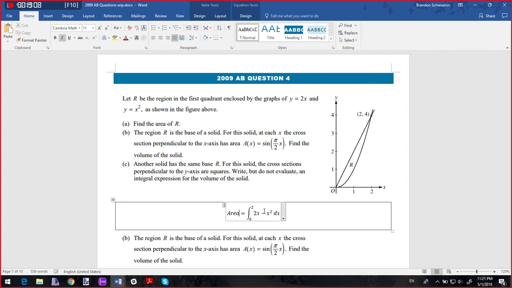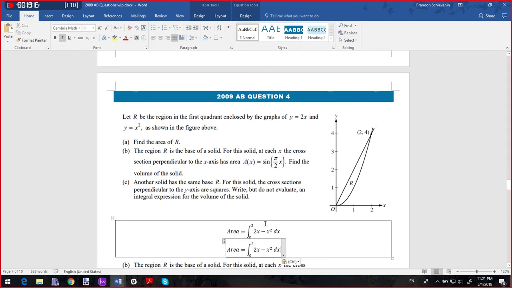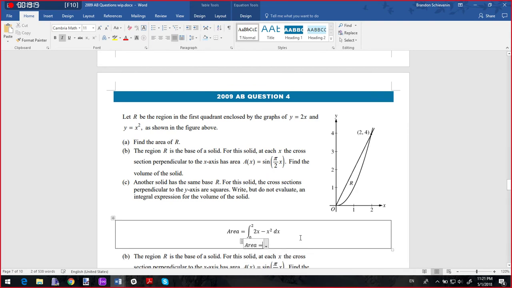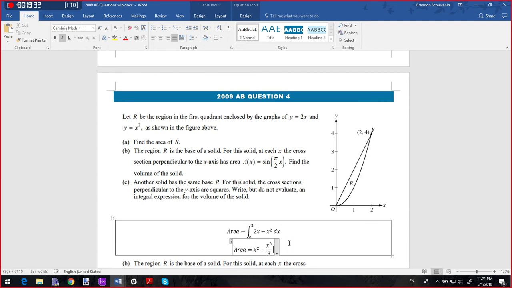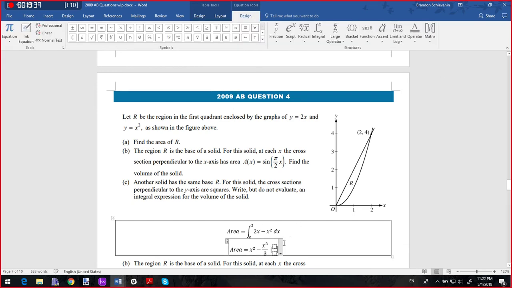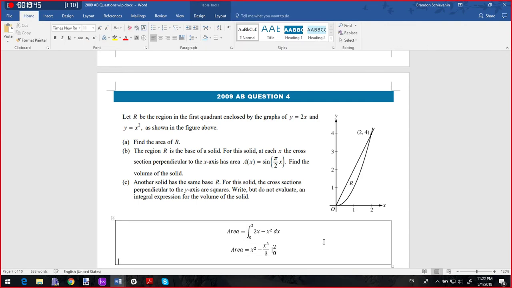Rewrite this as area. Okay. So if I wanted to solve that, I'm going to go ahead and integrate this. So this is going to be 2x squared over 2, which is just x squared, minus x cubed over 3, as x changes from 0 to 2. So I'm going to plug in our upper bound and subtract our lower bound.